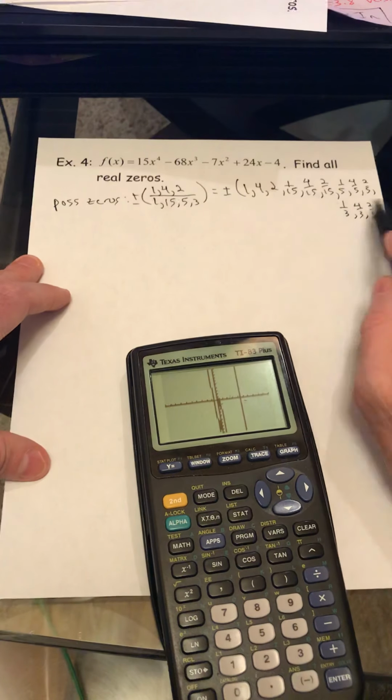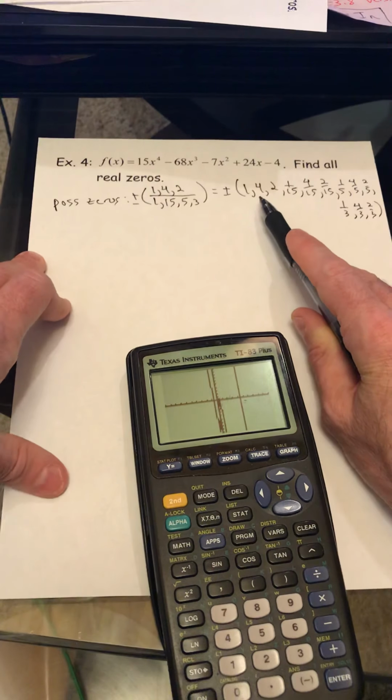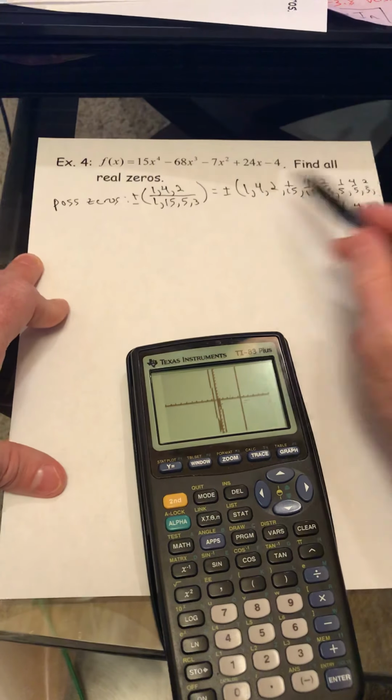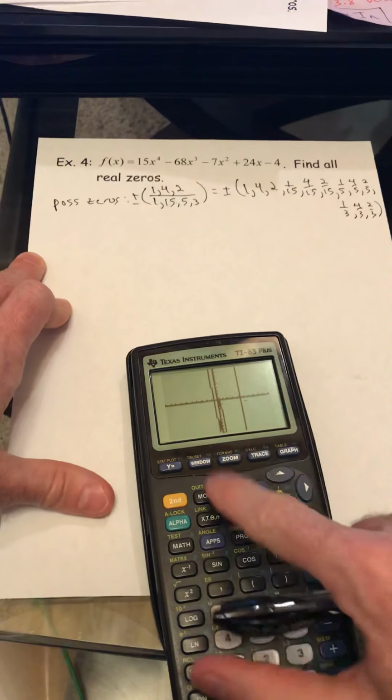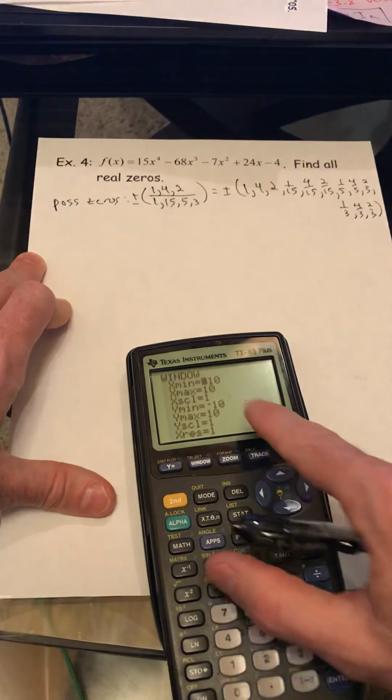Nothing on our list is between 4 and 5, and that tells us we're probably going to have to do the quadratic, meaning there are irrational zeros that won't be on this list. But what I am going to do is go into my window and shrink it down a little bit.